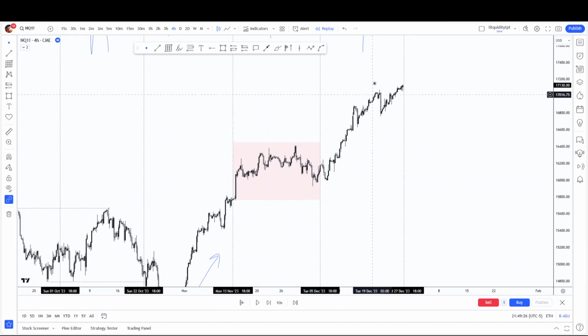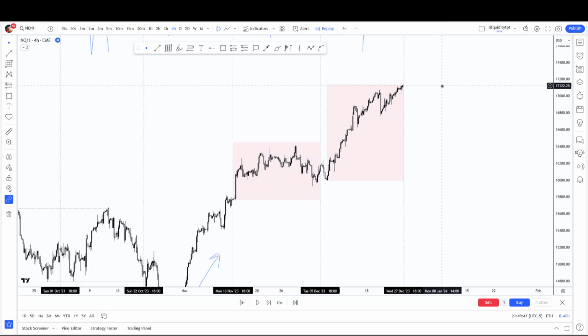And then for our final session right here, we are expecting a continuation and not a reversal. Why? Because NASDAQ is normally bullish, all right? That's just a little key for you guys. So during the fourth quarter of NASDAQ, you can almost always anticipate a continuation.